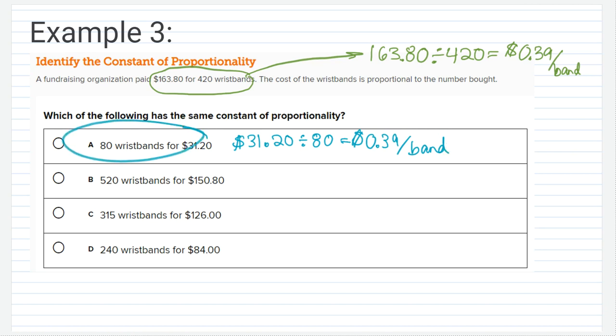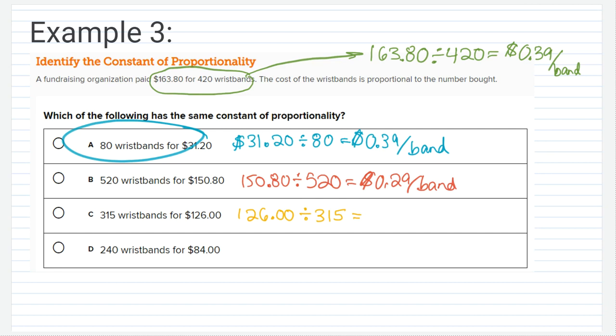If we go through and check the next one, we do $150.80 divided by 520 wristbands, again finding that unit cost. We're going to find that this one is 29 cents per band. So not the same unit rate, therefore not the same constant of proportionality. Then we can do the same thing with the next one. Same order. Just like we've been talking about in a lot of these videos about proportional relationships, you want to make sure that you are paying attention to the order and keeping that consistent. So for all of these, we're doing cost divided by the number of wristbands.